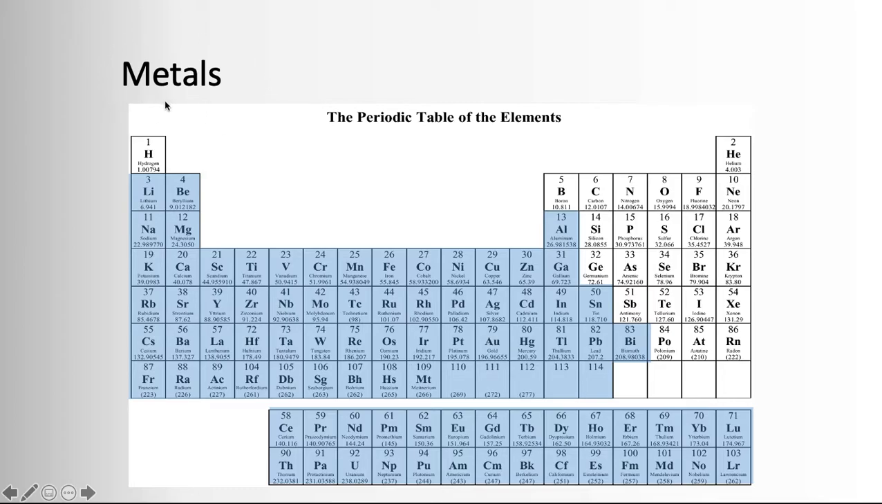They're ductile, which means you can pull them into very, very thin wires. You could pound them into very thin sheets. Aluminum, for example, makes aluminum foil. It could even be pounded into smaller size than the aluminum foil that we have.